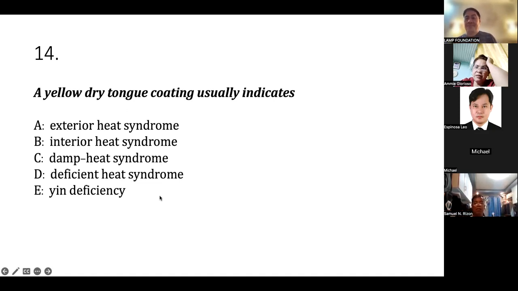Dry. What is the color of the coating in yin deficiency? Yellow coating. That was a tricky question. There is no coating in yin deficiency. There's no coating.